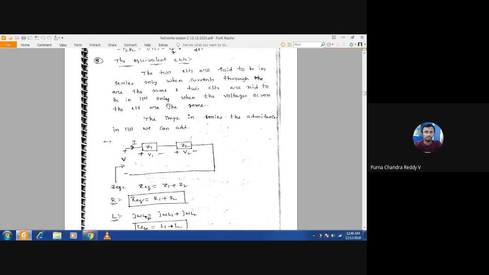Now tell me, don't look at this slide or screen. Tell me, if these two are resistors, Z1 is equal to R1, Z2 is equal to R2, what is the equivalent resistance? R1 plus R2, sir. If these two are inductances, L1 plus L2. Capacitors, 1 by C equivalent is equal to 1 by C1 plus 1 by C2.